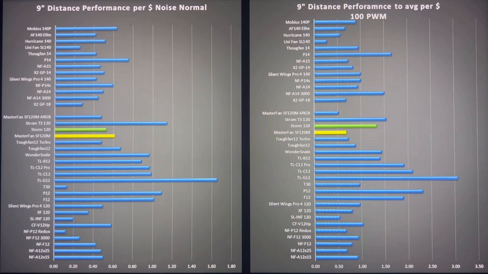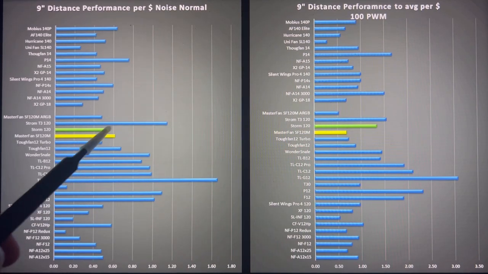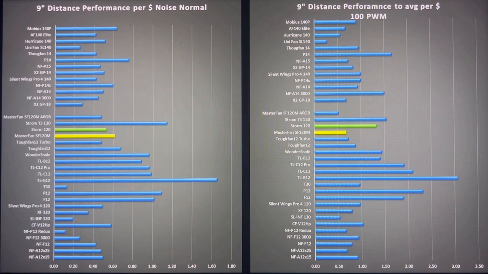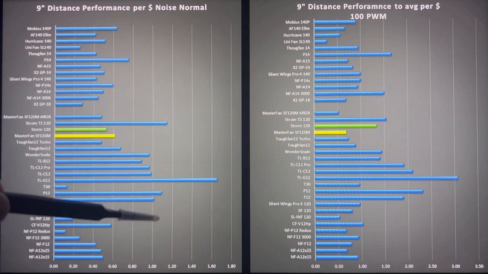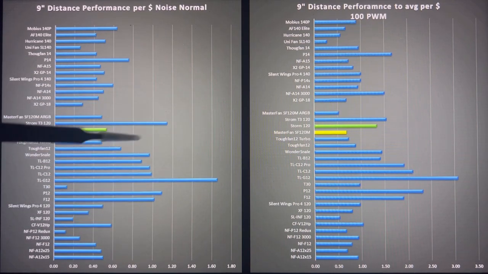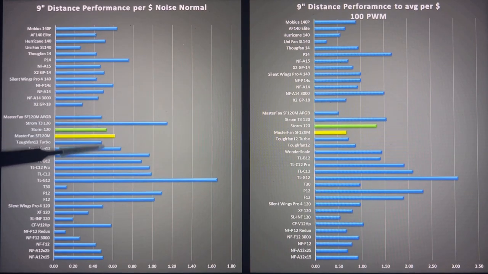Let's move on. The next one is the same sort of thing at the 9-inch mark. So how do these fans compare? Well, the Master Fan SF120M finally catches up to the Storm. Previously, the Storm just completely outperformed the Master Fan. But because the Storm just dissipates air in all directions so badly, the Master Fan catches up. Interestingly, the Storm T3 hangs on to its position fairly well here, but again, I really wouldn't recommend that as a case fan.